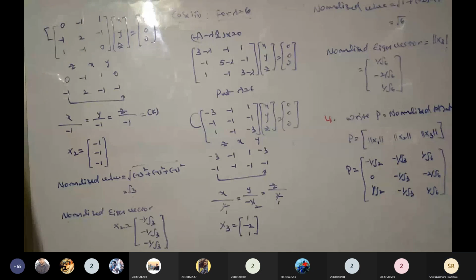Since capital A is symmetric and capital P is orthogonal, P transpose equals P inverse, or P inverse equals P transpose. Is it clear, all of you?